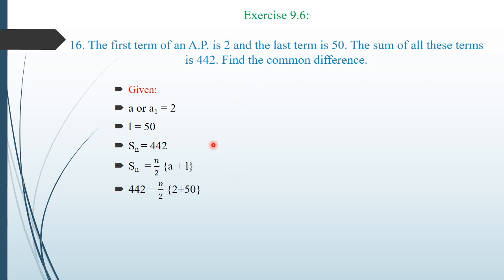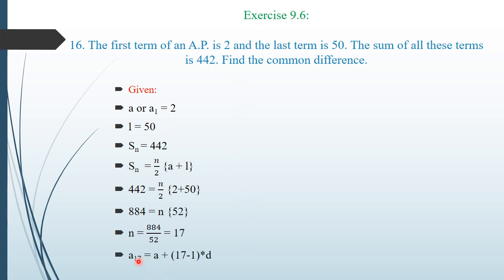Therefore, substituting all the values here, Sn equal to 442, n by 2 I'll keep as it is. In place of a, that is the first term, I'll put 2, and the last term I'll keep as 50. Simplifying this further, 442 into 2 will be 884, that is equal to n into 50 plus 2 is 52. Taking this 52 down here, I'll get n as 884 divided by 52, that is nothing but 17 here. Therefore, the location of this last term is 17, that is the 17th term is the last term in this AP.